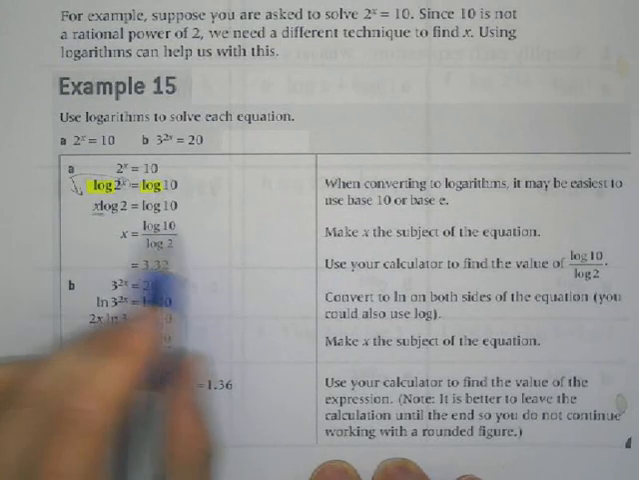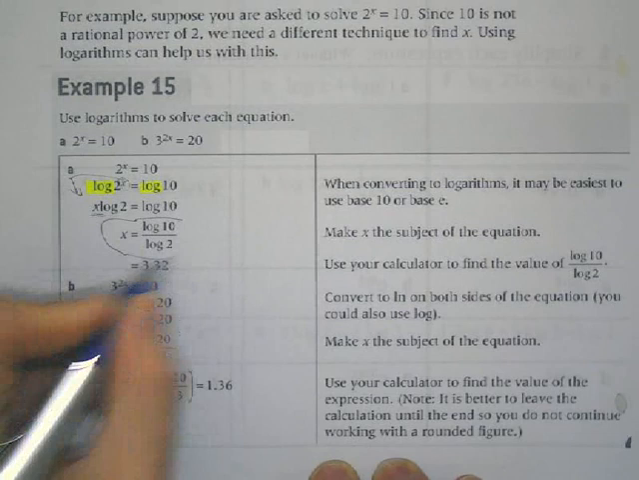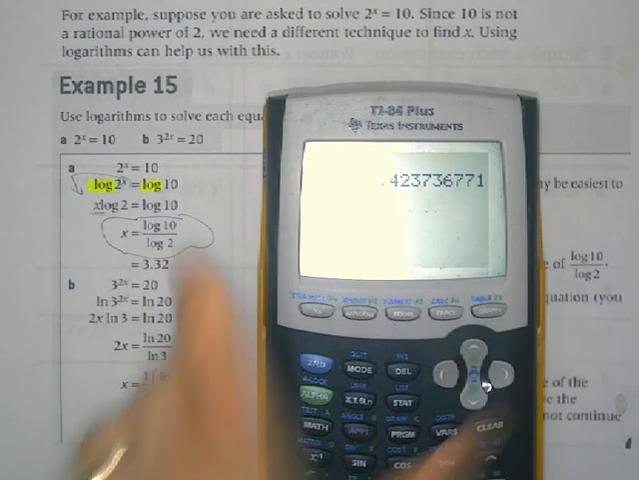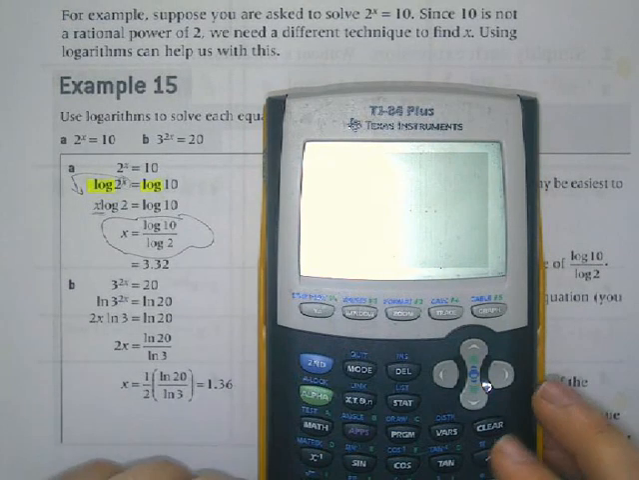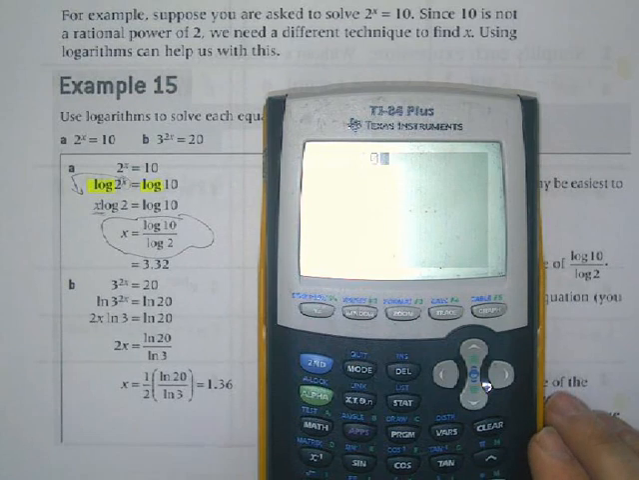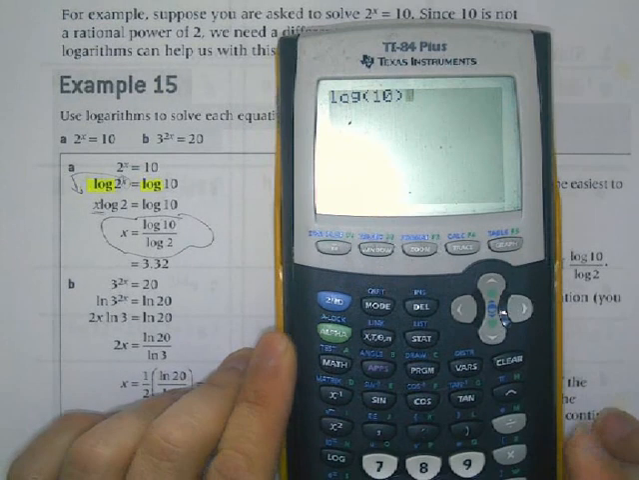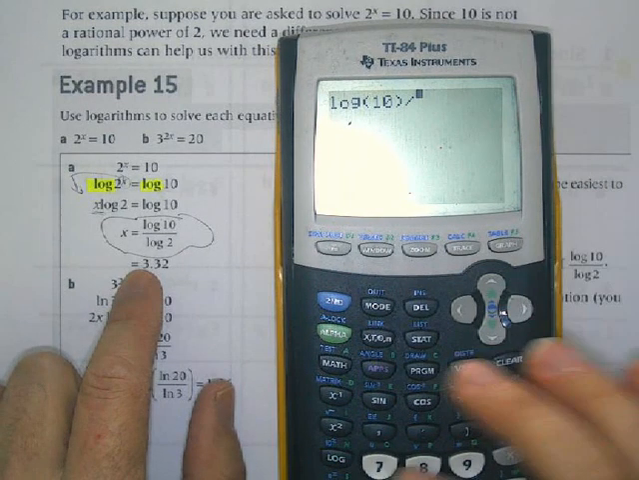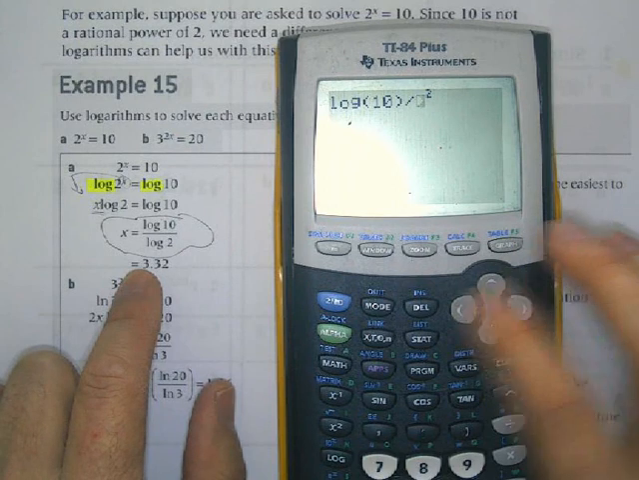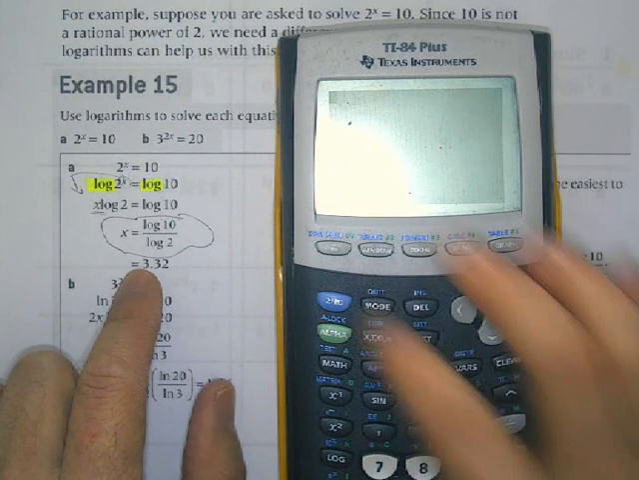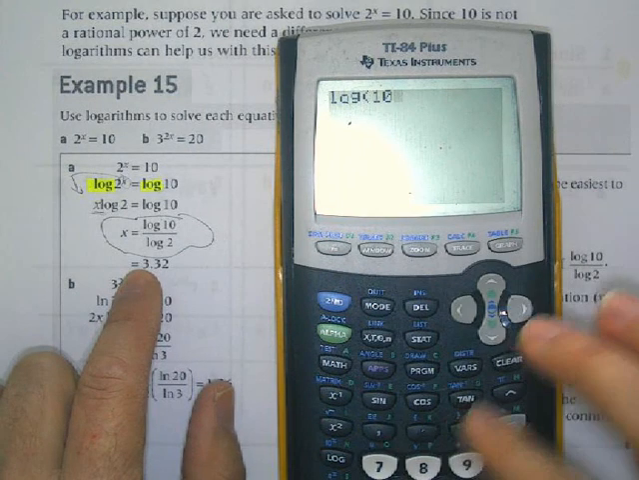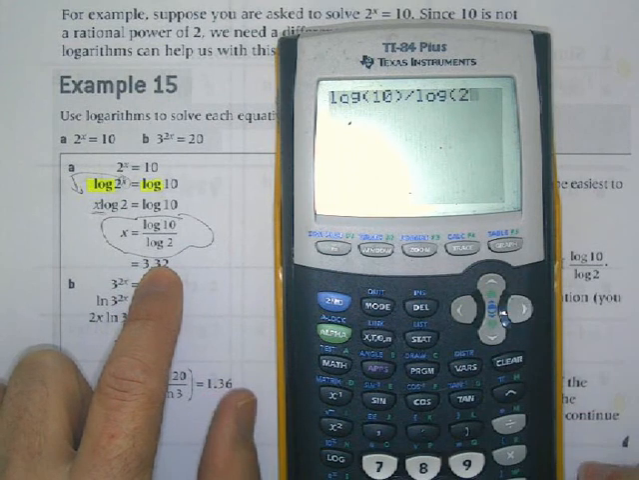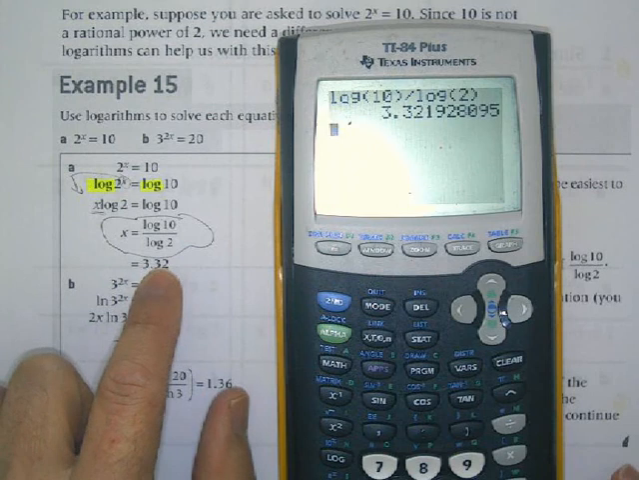And now I can actually type this into the calculator and watch what happens. So I can write this as log 10, close that parentheses, divided by log, whoa, what the heck? Let's try this again. Log 10 divided by log 2, close parentheses, and I'm going to get 3.32.